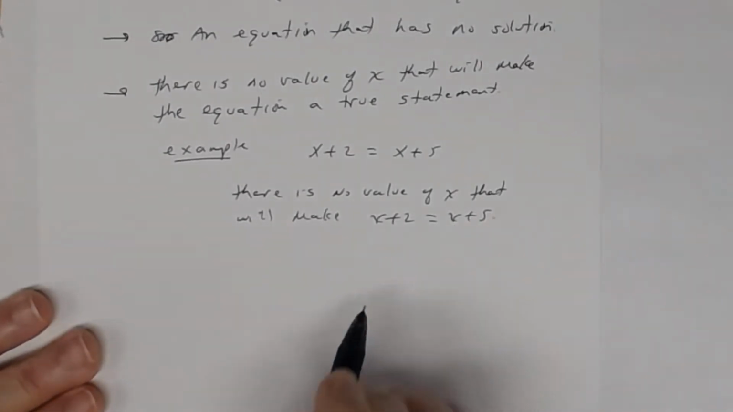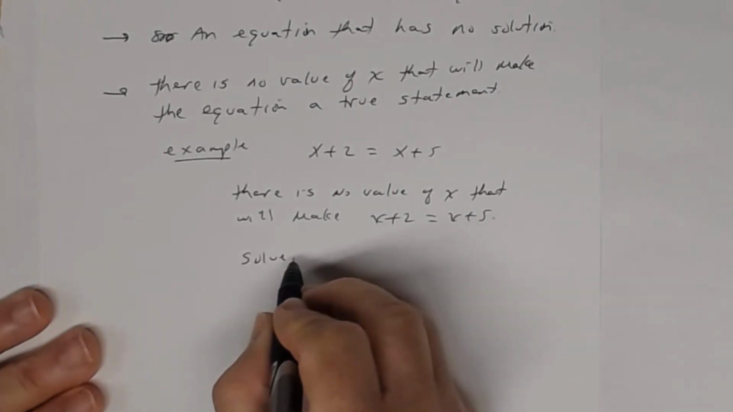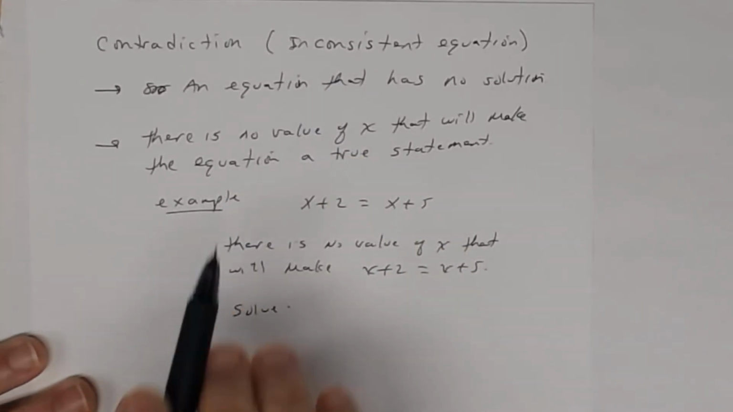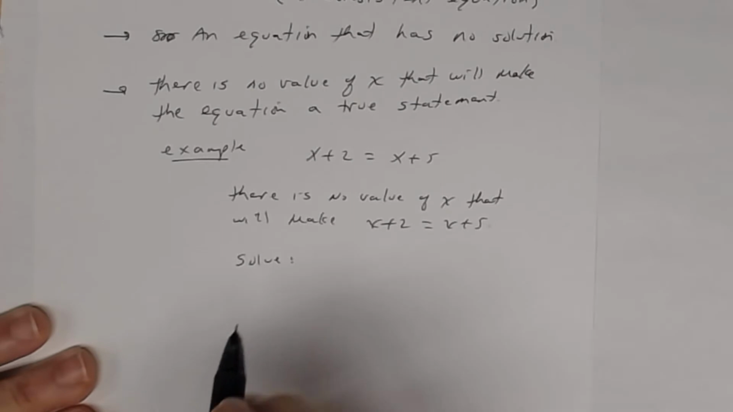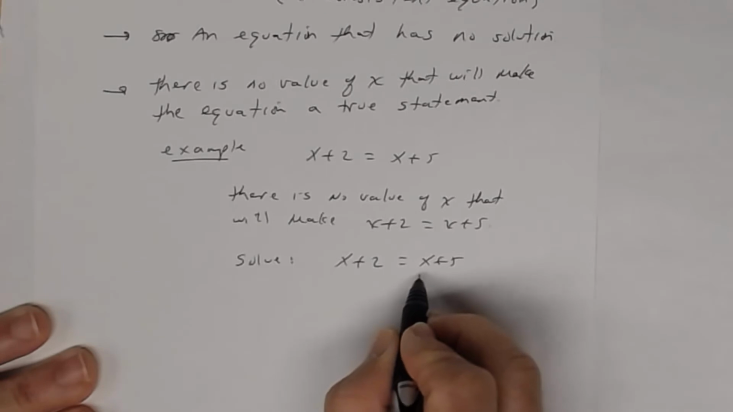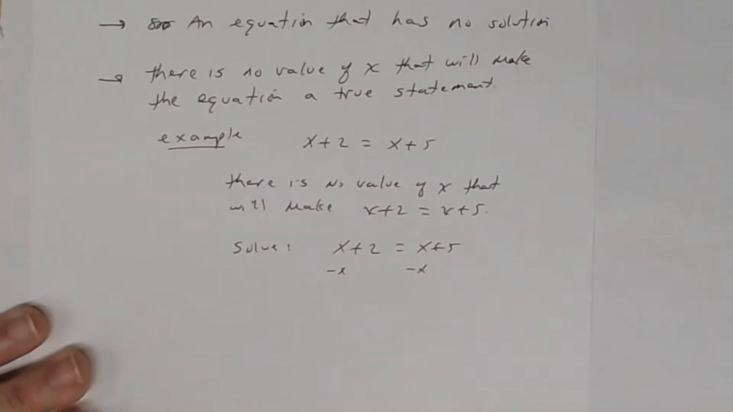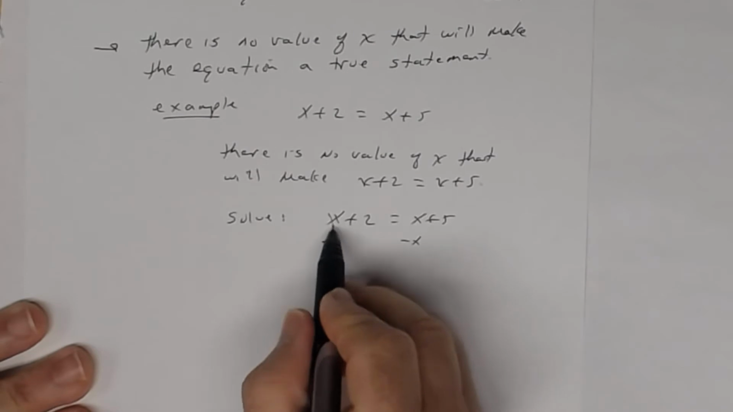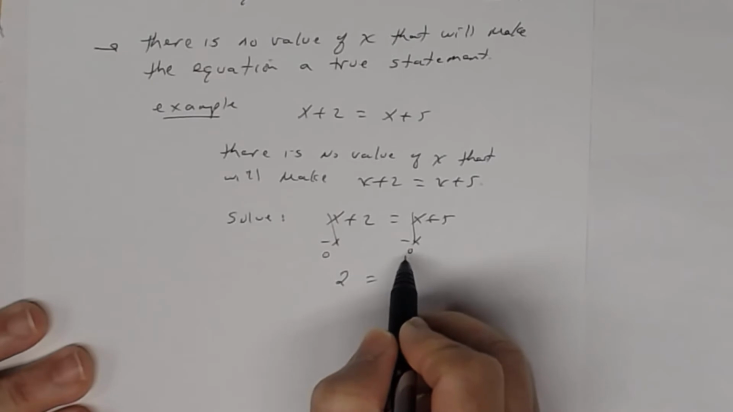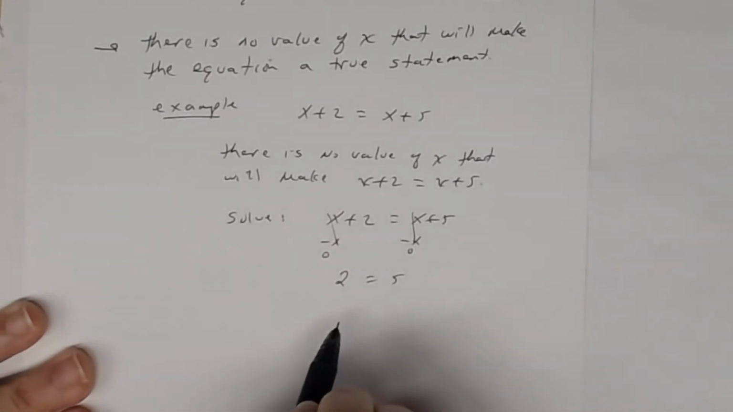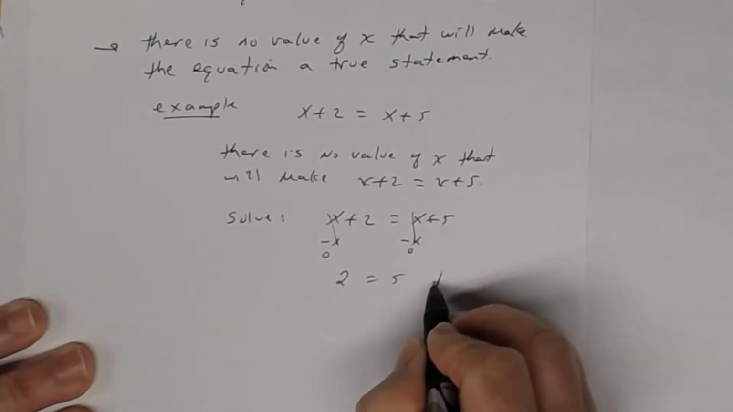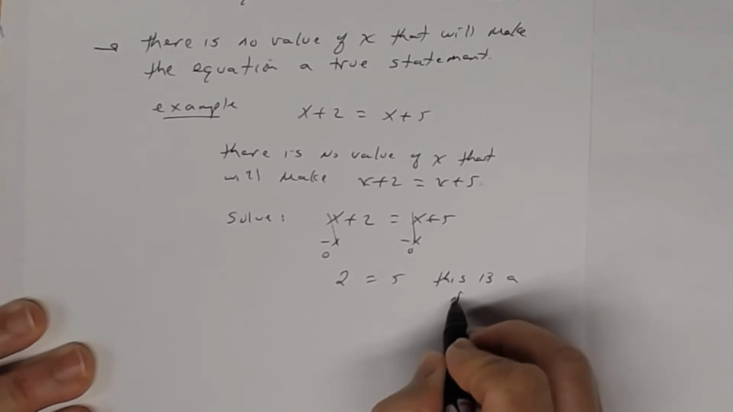Now, let's go ahead and solve this to show you what's going to happen if you have an equation that's a contradiction or an inconsistent equation. So I'm going to rewrite this: x plus 2 equals x plus 5. If I subtract x from both sides, I want you to notice what happens to the variable. x minus x is 0. You get 0 plus 2 is 2 equals x minus x is 0, and 0 plus 5 is 5. Notice the variable disappears. There's no longer a variable. But notice the statement, 2 equals 5, is a false statement.